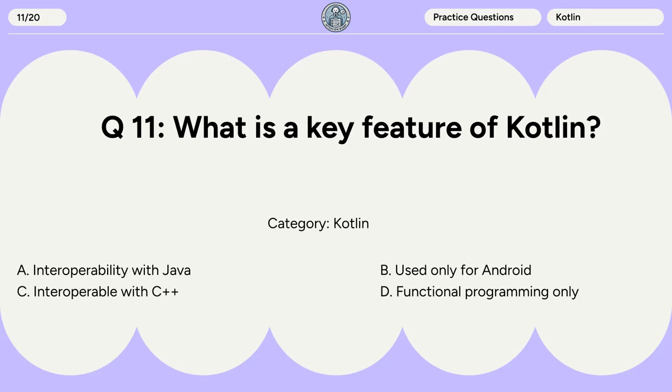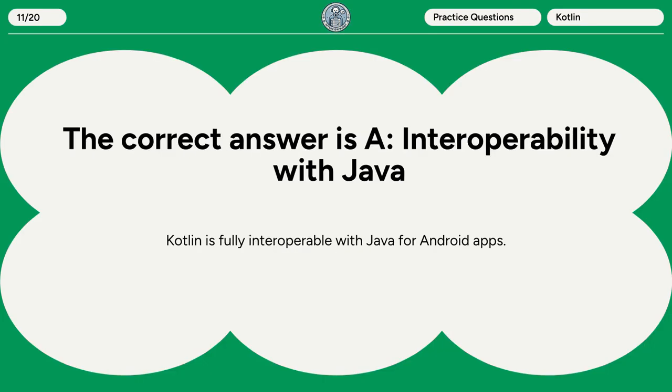Question 11. What is a key feature of Kotlin? A. Interoperability with Java. B. Used only for Android. C. Interoperable with C++. D. Functional programming only. The correct answer is A. Interoperability with Java. Kotlin is fully interoperable with Java for Android apps.